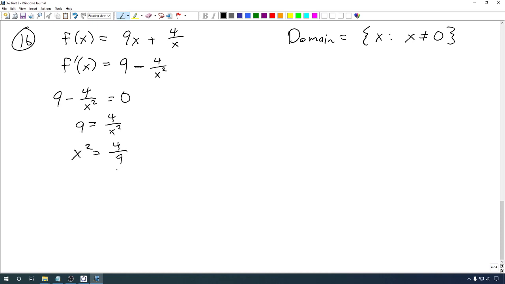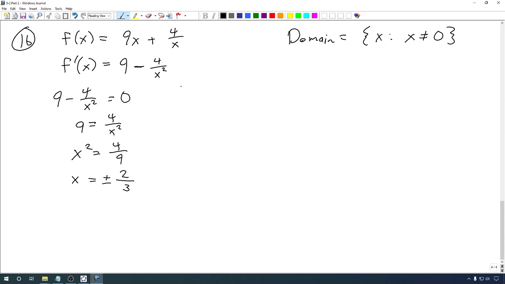And now I can take the square root. The square root of 4 over 9, well, we can just take the square root of top and bottom separately. Square root of 4 is 2. Square root of 9 is 3. But then we have to remember that we can have a plus or a minus.